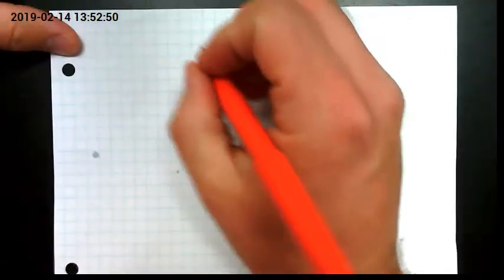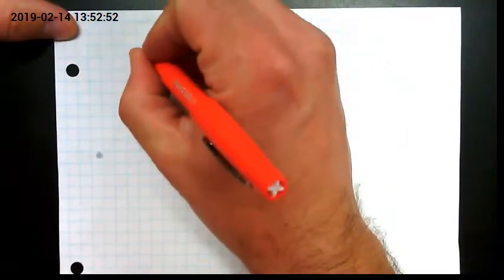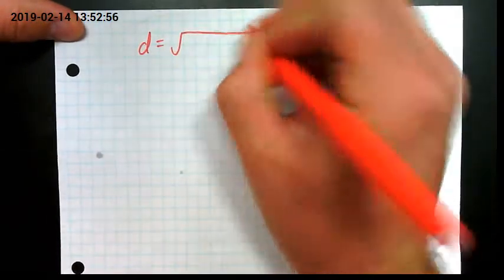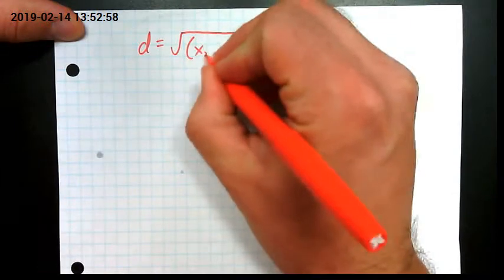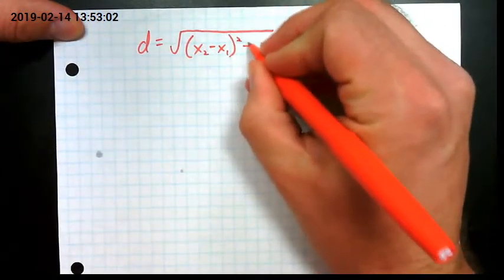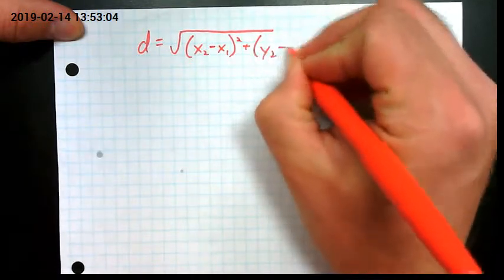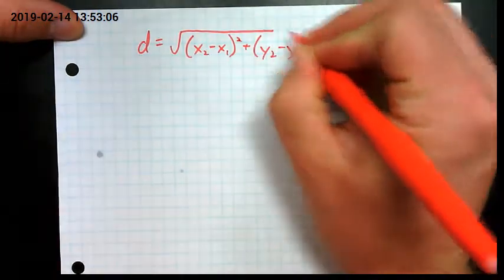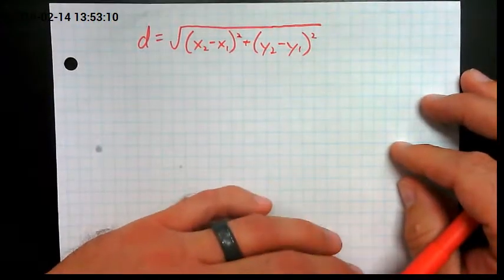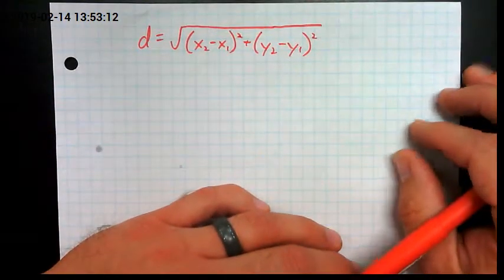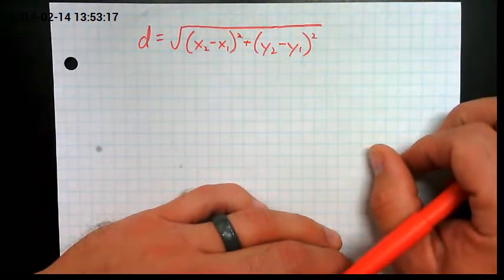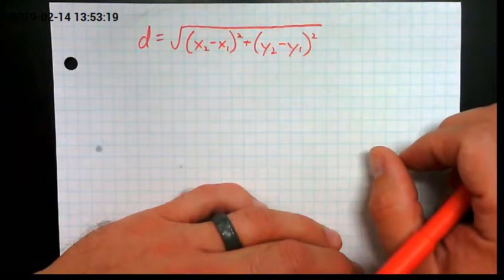So before we even get to the equation of a circle, we're going backwards for a second. D equals the square root of (x2 minus x1) squared plus (y2 minus y1) squared. That's our distance formula. We are using that formula, and actually this is our equation for a circle. We just have to replace some of the values here.